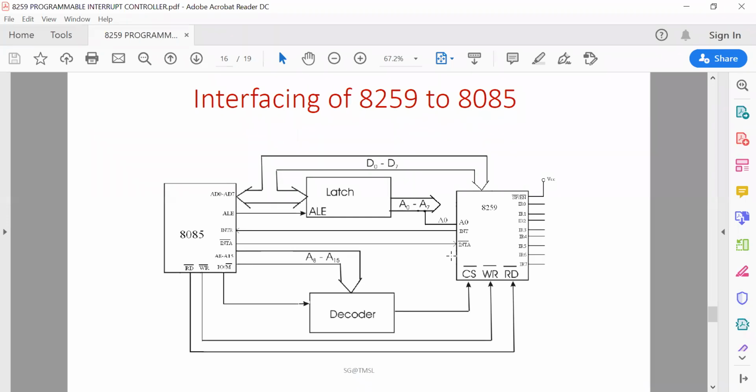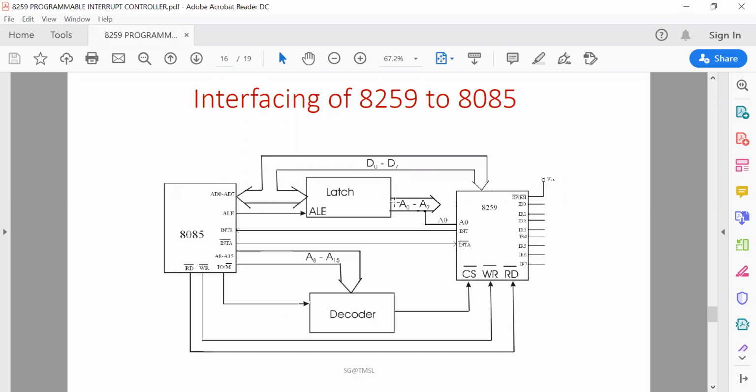Now the 8 IR inputs of the 8259 IC are connected to the interrupt sources from the various external devices, such as an AD converter, any keyboard, printer, scanner, or any other type of switches. So any device can give the interrupt request signal through this 8259 IC to the 8085 or 8086 microprocessor.